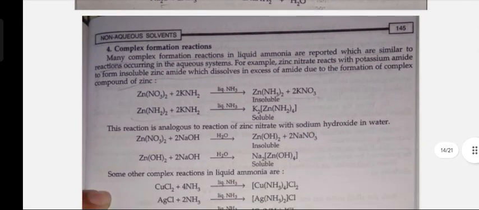The fourth type of reactions are complex formation reactions. Many complex formation reactions in liquid ammonia are reported which are similar to the reactions occurring in the aqueous systems. For example, zinc nitrate reacts with potassium amide to form insoluble zinc amide, which dissolves in excess amount due to the formation of a complex compound of zinc having the formula K2[Zn(NH2)4] that is soluble.